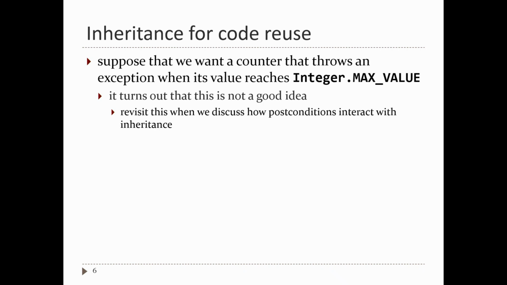Okay, so one more example. Instead of stopping at max value, what happens if we want to indicate some sort of error? In other words, what happens if we would like to throw an exception when you get to max value? It turns out this is not a great idea. We might revisit this discussion when we talk about post conditions later on, but we can go ahead and do this for the time being.